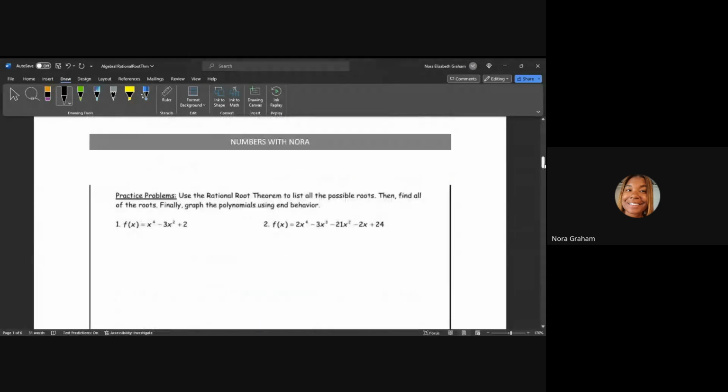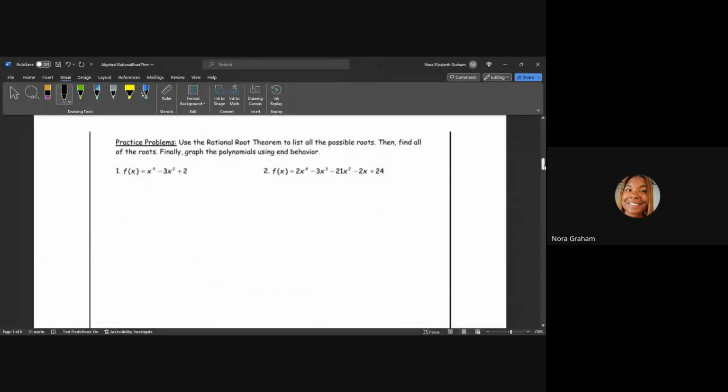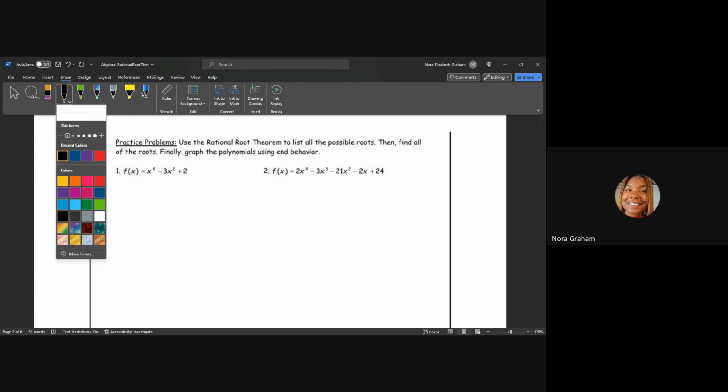So let's get started. Let's focus on this one. It says use the rational root theorem to list all the possible roots, then find all of the roots. Finally, graph the polynomial using the end behaviors. I'm not going to graph the polynomials fully, but I can show you how the end behaviors work and show you a chart of how to find the end behaviors. All right, so let's go ahead and start.